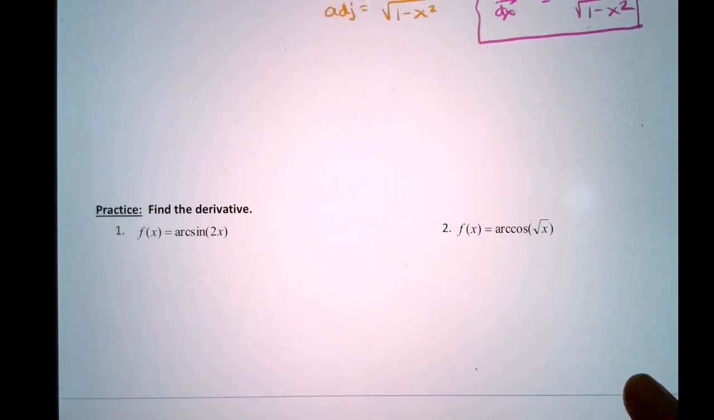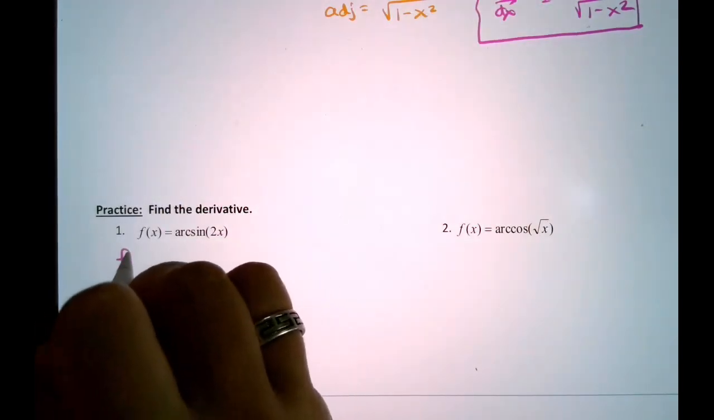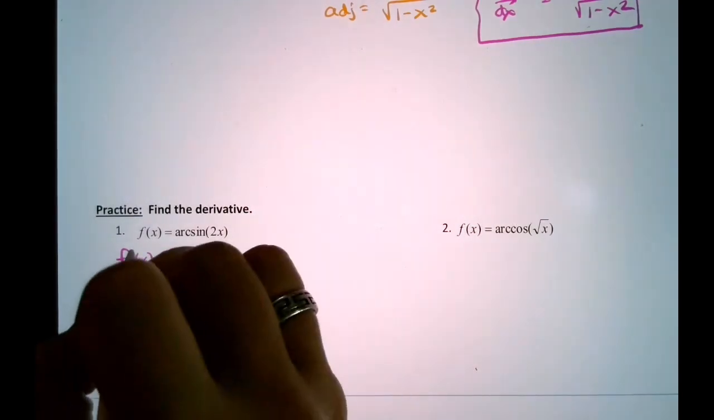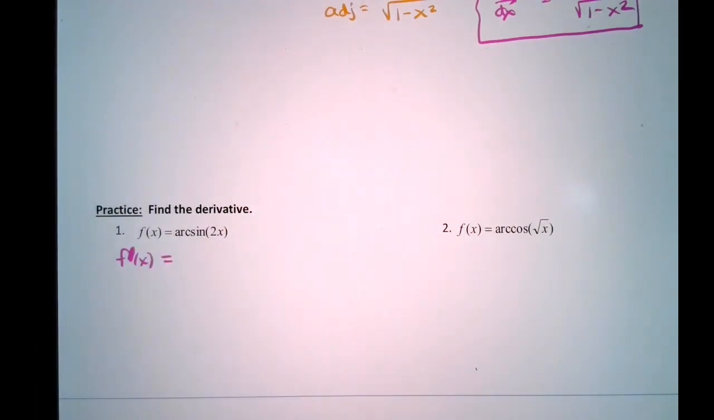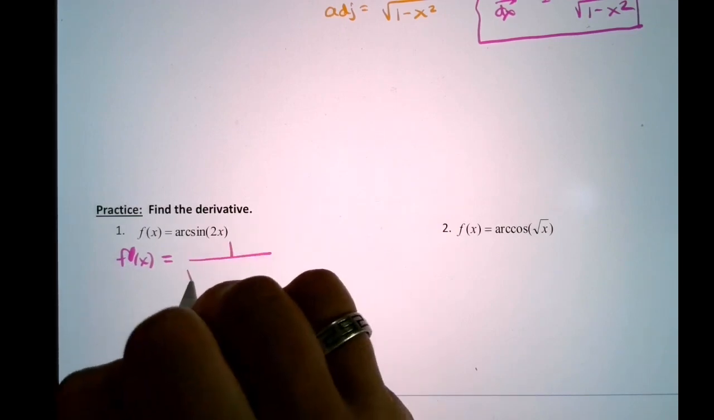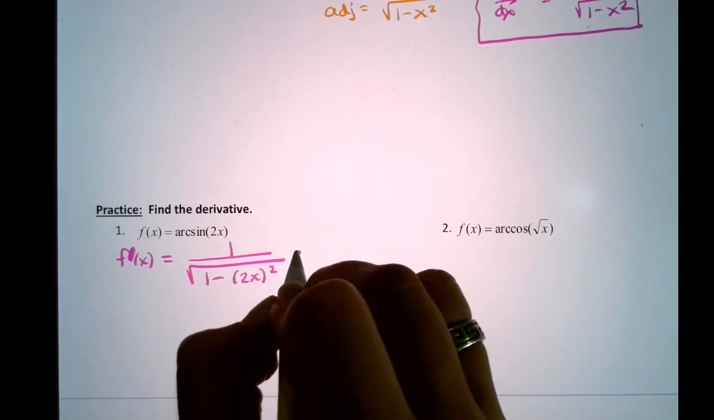Okay, so let's get into using these rules, and so let's get into the derivative. Here we have arc sine of 2x. I don't want you to reinvent the wheel and prove everything every time. I'm just going to go right for the derivative. Remember, the derivative of arc sine, the way I view it, is 1 over the square root of 1 minus the inside squared, and then chain it.